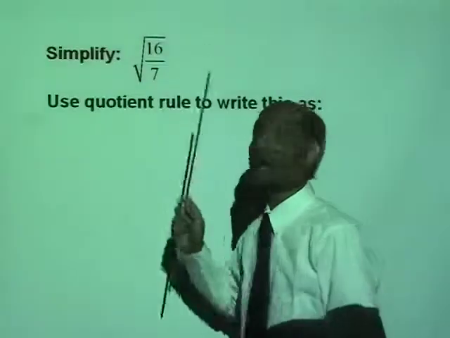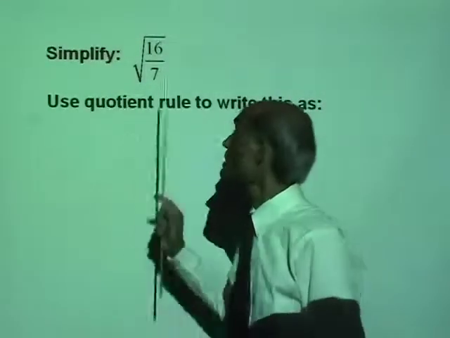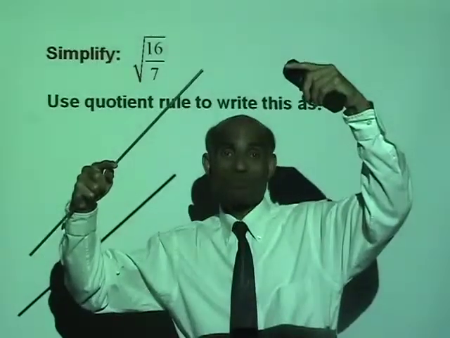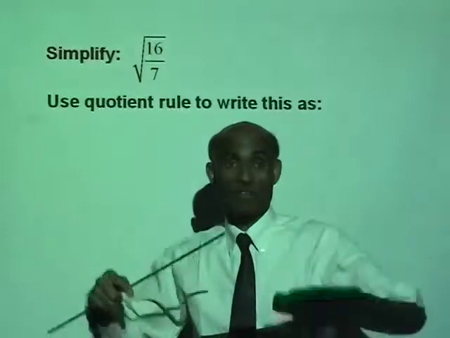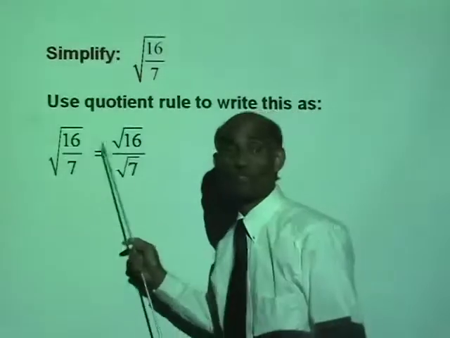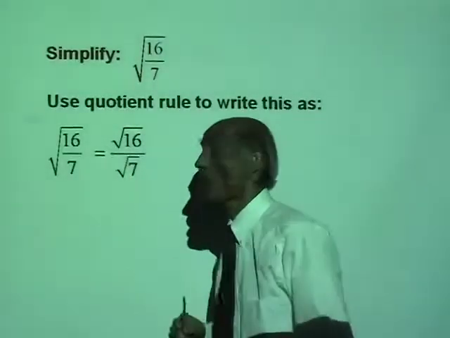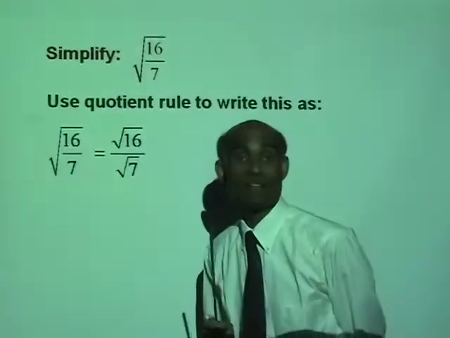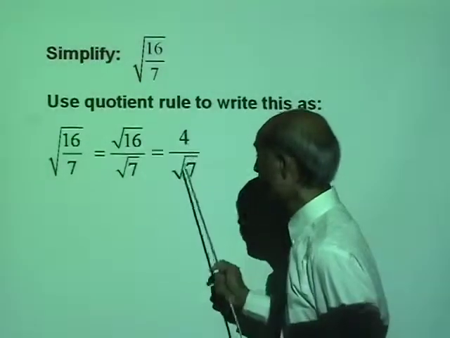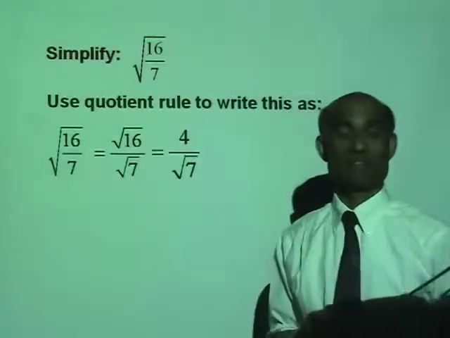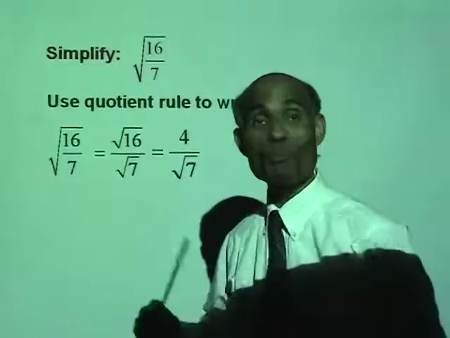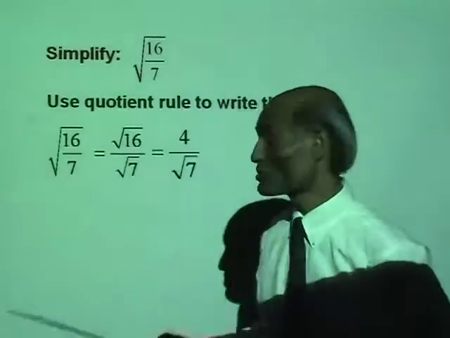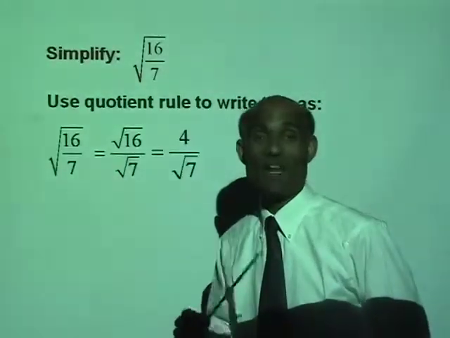And how does this become using the quotient rule? Square root 16 over 7 will be square root 16 on the numerator and square root 7 on the denominator. There you are. So that will be square root 16 over square root 7. Well, square root 16 is 4. So that will be 4 divided by square root 7. But is this an acceptable form of the answer? No, it is not. What do we do? Rationalize the denominator. And how do we do that?